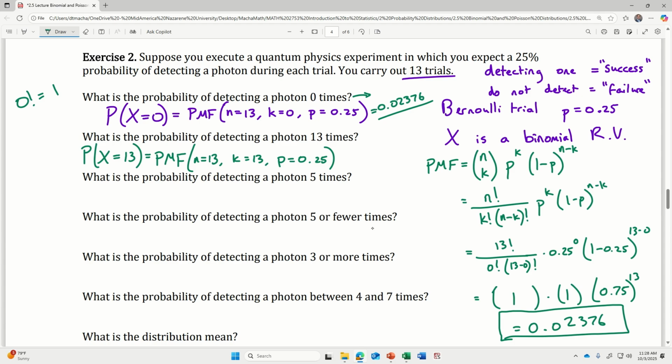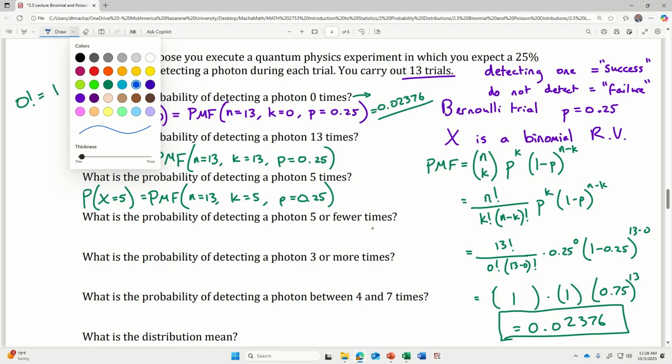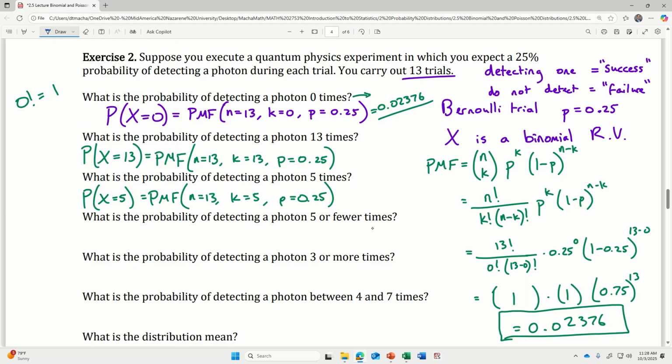What's the probability of detecting a photon 5 times? Same deal. n is equal to 13, k is equal to 5, p is equal to 0.25, and we use the same formula. Okay, what's the probability of detecting a photon 5 or fewer times? The important part here is we realize the probability of getting 5 or fewer looks like this, and that is the binomial CDF, cumulative distribution function.